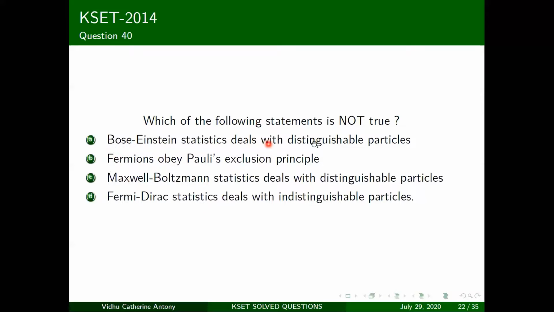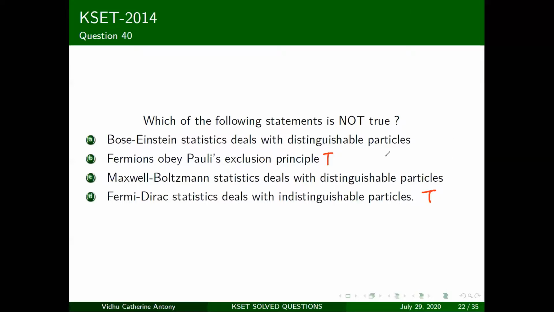Bose-Einstein statistics deals with distinguishable particles. Fermions obey Pauli's exclusion principle. Let's look at this. You automatically know that it's true. Maxwell-Boltzmann statistics deals with distinguishable particles, and Fermi-Dirac statistics deals with indistinguishable particles. So this is true. Now let's look at this.